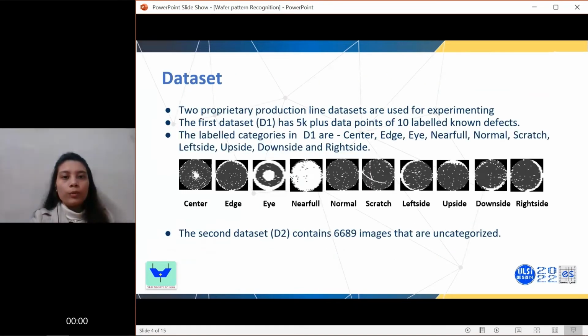We used two proprietary production line datasets for developing and evaluating our proposed approach. The first dataset, D1, contains 5,000 plus data points consisting of 10 labeled non-defects. The labeled categories in dataset D1 are center, edge, eye, near full, normal, scratch, left side, upside, downside, and right side. Sample images from each of these classes are shown in the figure. And the second dataset, D2, that we use contains 6,689 images that are uncategorized.